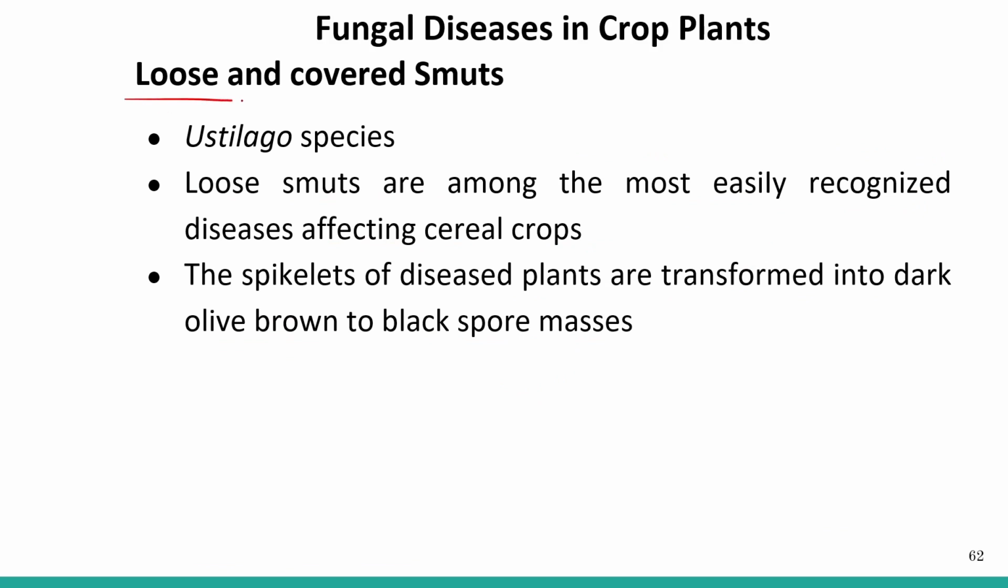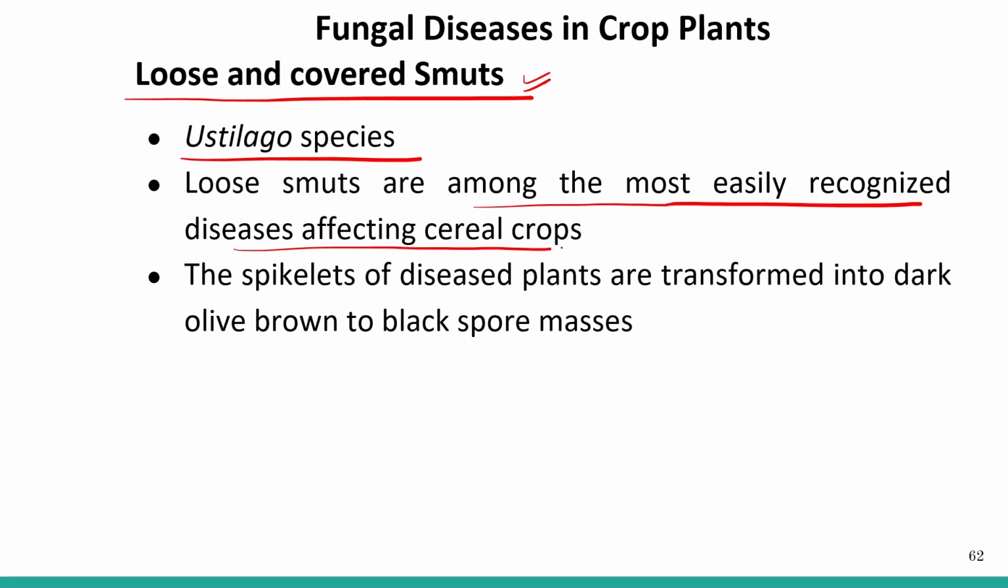Next is loose and covered smuts. Smuts, sometimes it is covered, but sometimes it is loose. Ustilago species. Loose smuts are among the most easily recognized diseases affecting the cereal crop. So in the case of cereal crops, this loose smut is very easy to identify, and it's quite common.